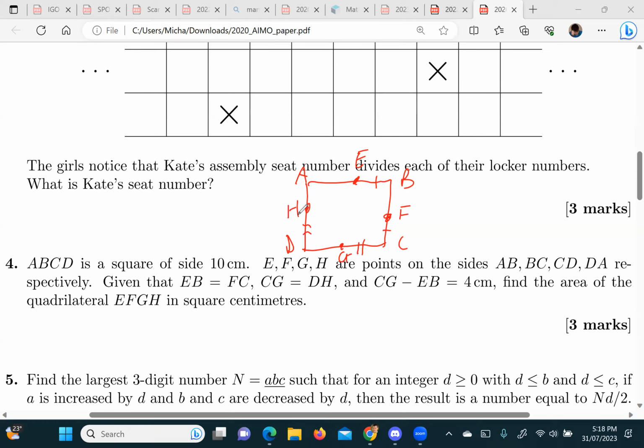Okay. So we know the square is 10, right? So what's CG minus EB equals 4? It could be what, like 6 minus 2 or something? Yeah? So it could be 6 minus 2. Yeah? Okay. And so then this is 2, and this is 8, this is 8, and this is 6, this is 4, and this is 4. Yeah? So that seems to satisfy the problem, yeah?